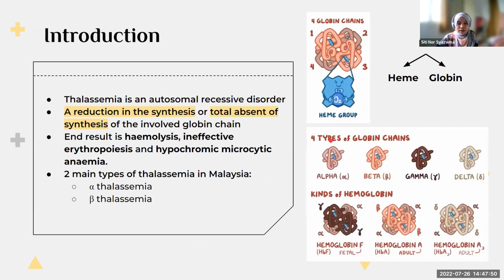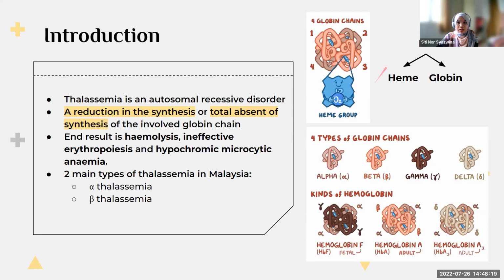Okay, first of all, thalassemia is a genetic disorder. Patients inherit it as autosomal recessive. The pathology is due to reduction in the synthesis or total absence of synthesis of the involved globin chains, and the end result is hemolysis, ineffective erythropoiesis, and hypochromic microcytic anemia. There are two main types of thalassemia in Malaysia, alpha and beta thalassemia.